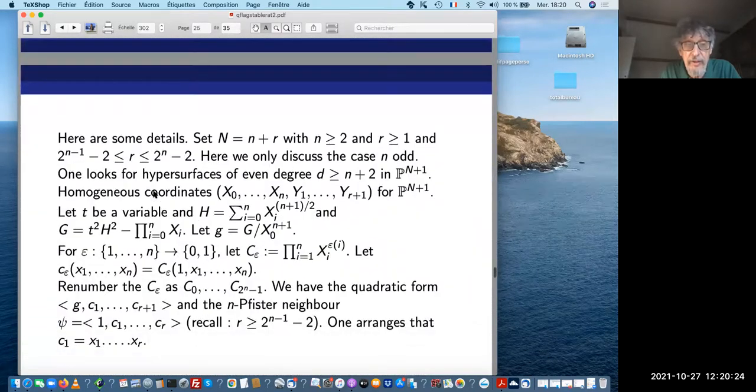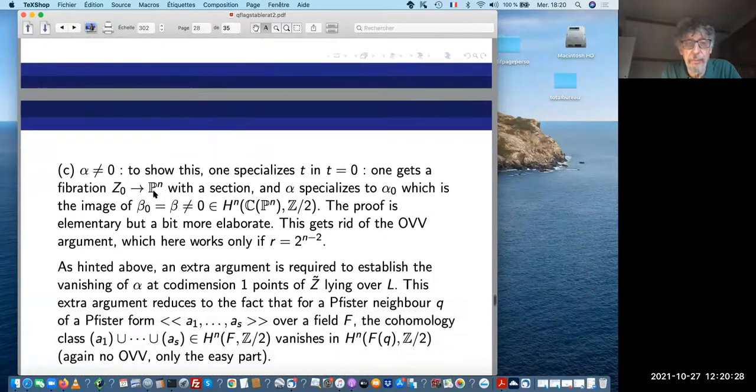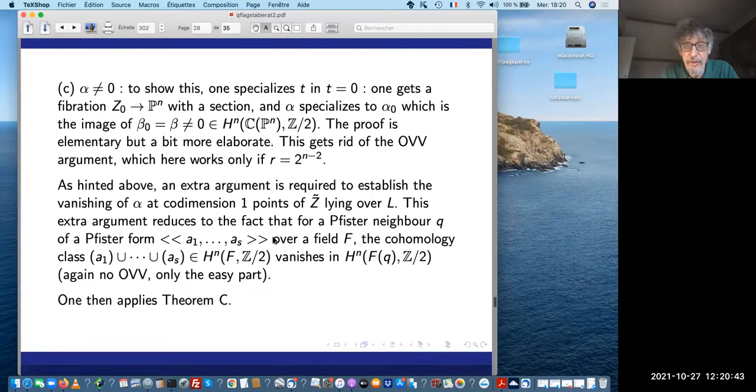So this argument here is what is used at that point. Look at the codimension one points which lie over this linear space, which was called P here and now is called L. The extra argument here is a geometric argument, which is easy to read. And at the end, what you use is the following fact.